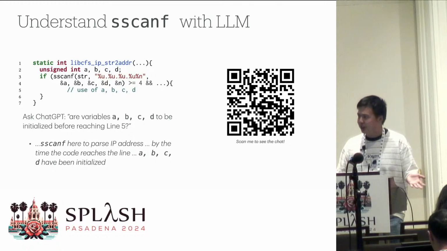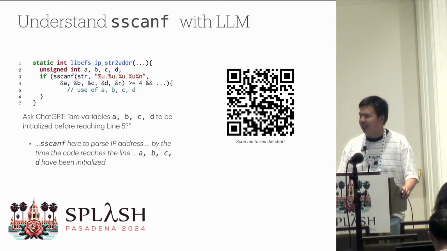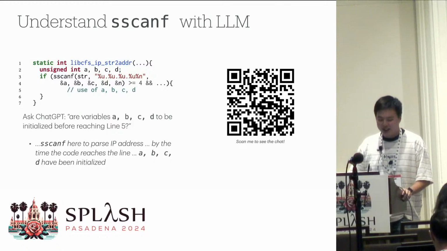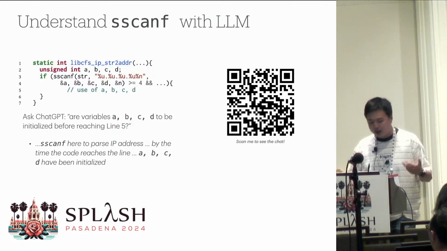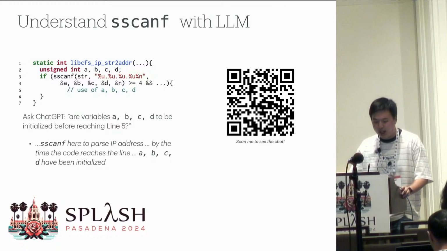So again, just as I mentioned, this case is pretty simple and straightforward for humans to understand. So of course, we try an LLM. We directly ask ChatGPT, are variables A, B, C, D initialized before reaching line 5? You can also scan this QR code to see the exact chat. Basically, ChatGPT tells us that scanf is used to parse the IP address, and by the time the call reaches line 5, A, B, C, D have already been initialized.